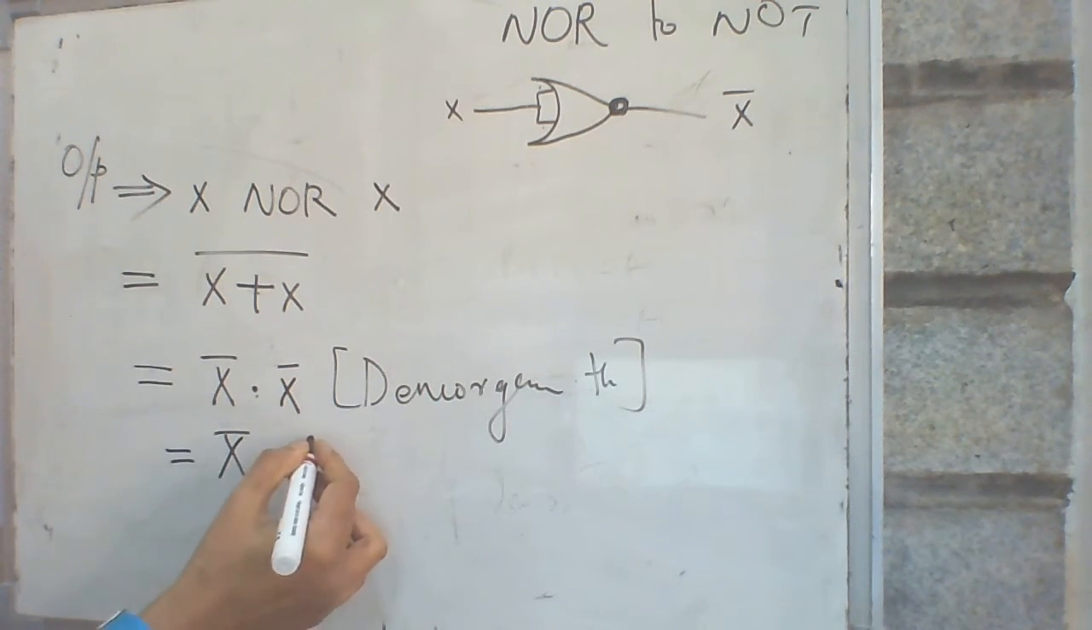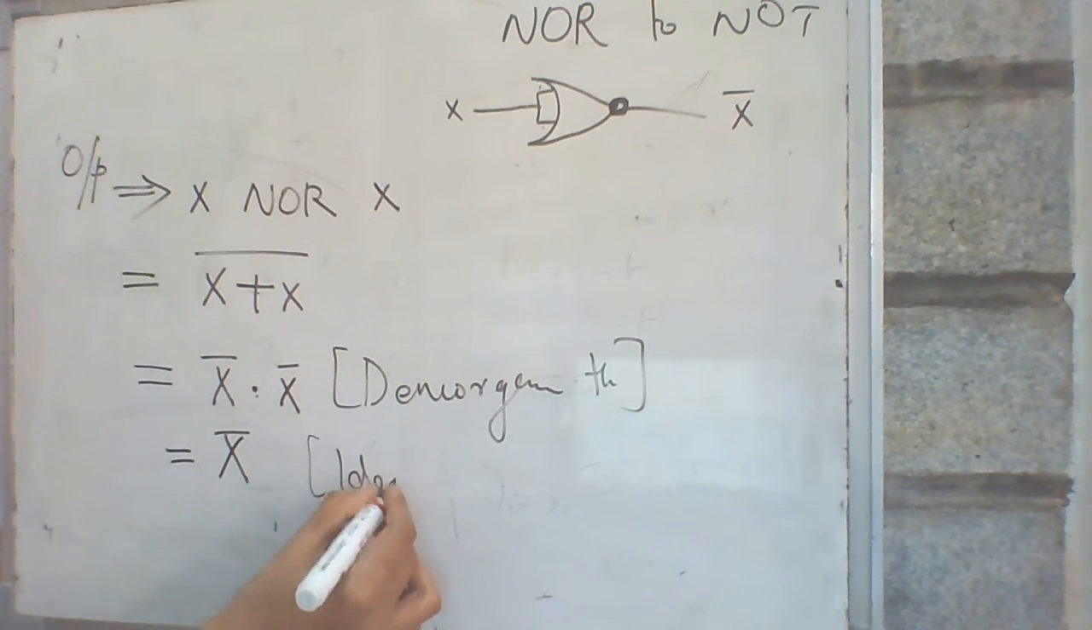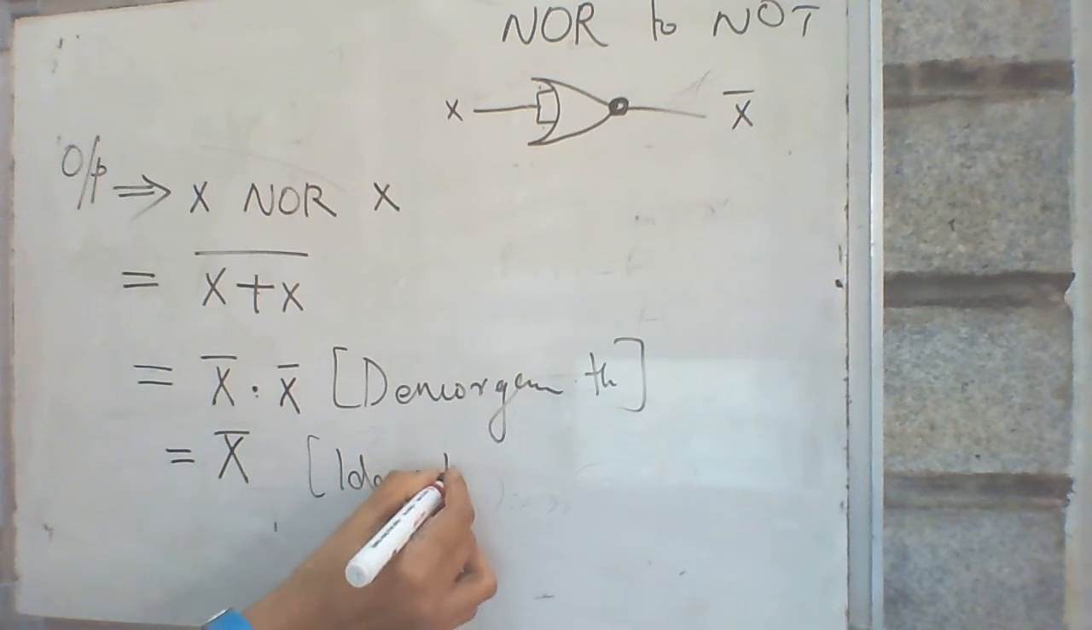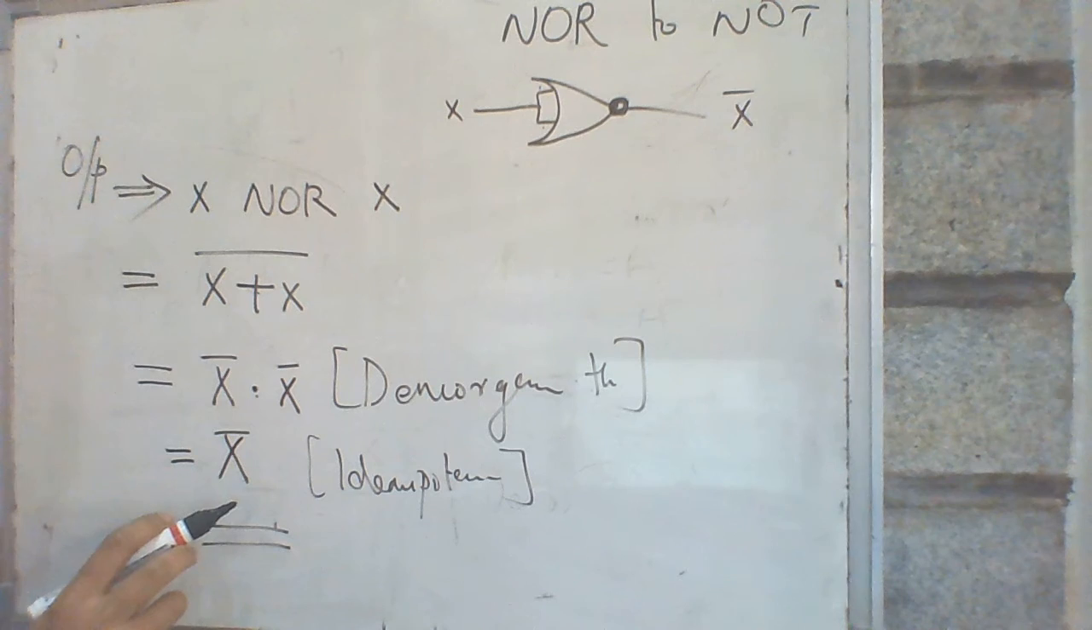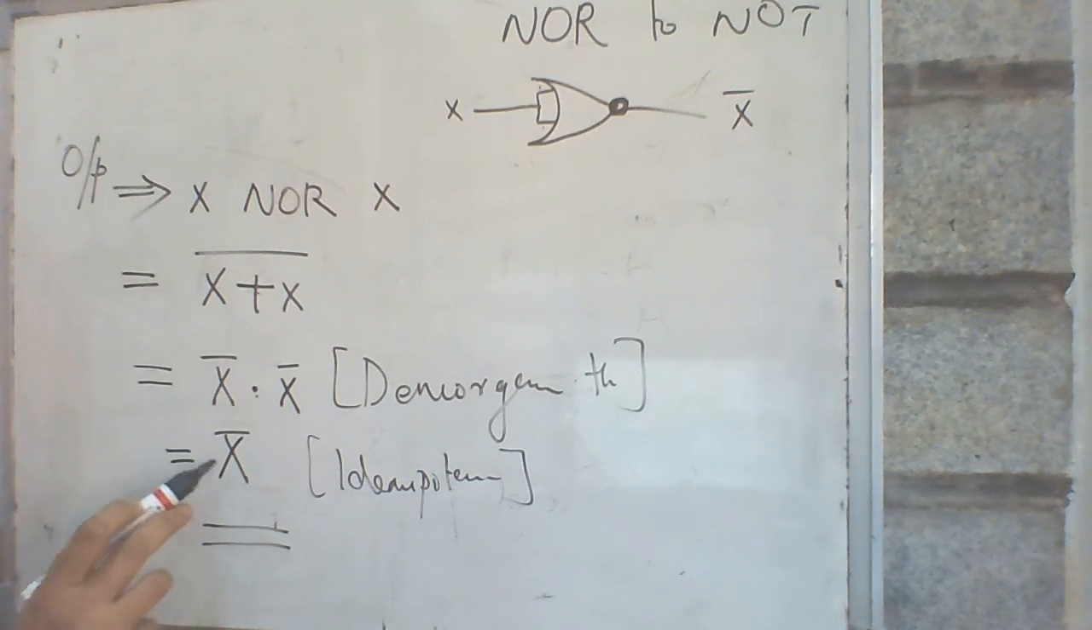Then the reason for X bar dot X bar is equal to X bar. Which is the theorem? Idempotent law. Using Idempotent law, X bar dot X bar is equal to X bar. Okay, that is, we got X bar as the output of NOT gate. That is, we have designed NOT gate using NOR gate.